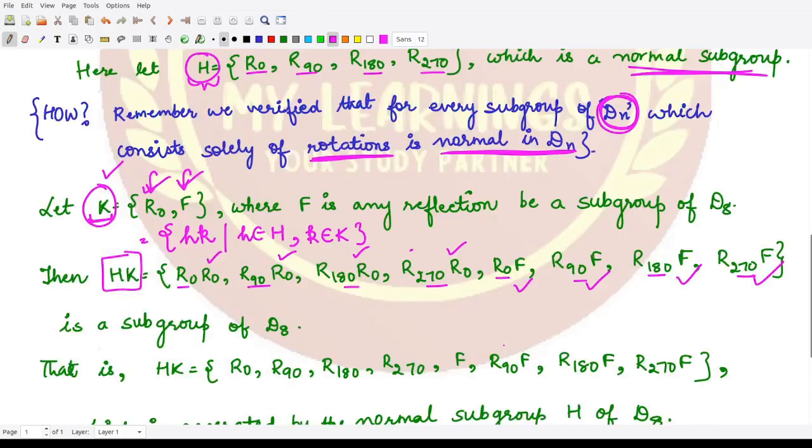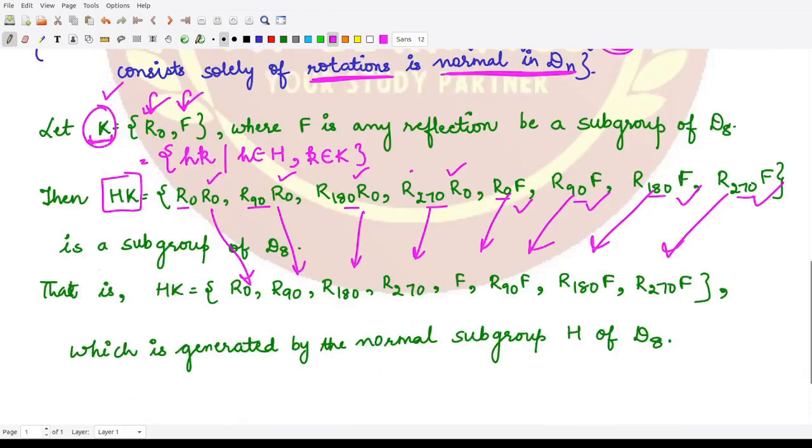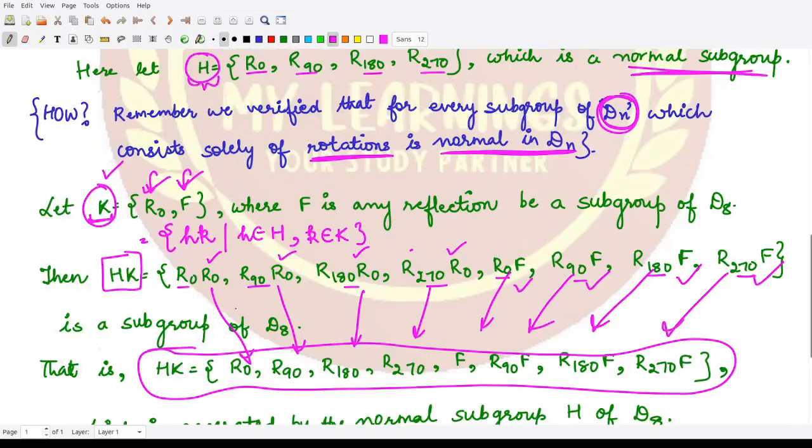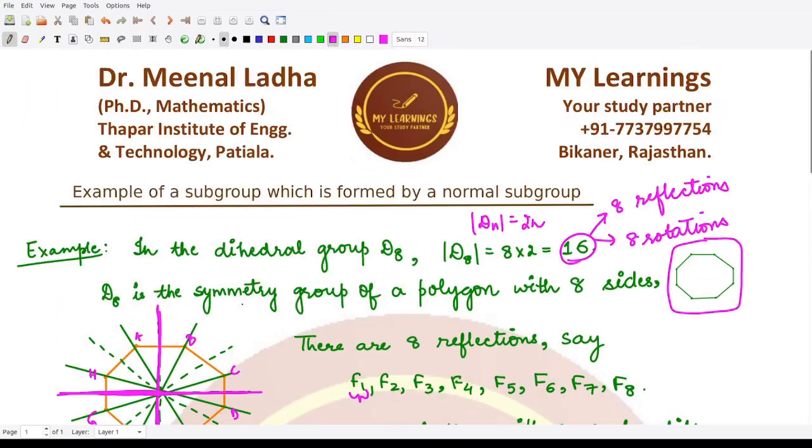So you can simplify the members here. You would have R0 here, R90 here, R180, R270, then it would be F, and these three would be the same, right? So this is the new subgroup which is formed by taking a normal subgroup and any subgroup from the given group D8, and this is how you create new subgroups using this normal subgroup. So I hope you understood this example well.